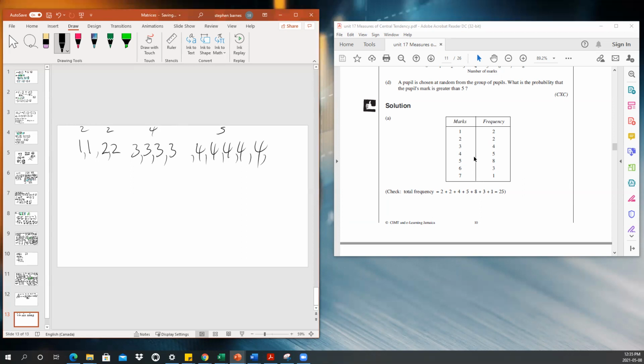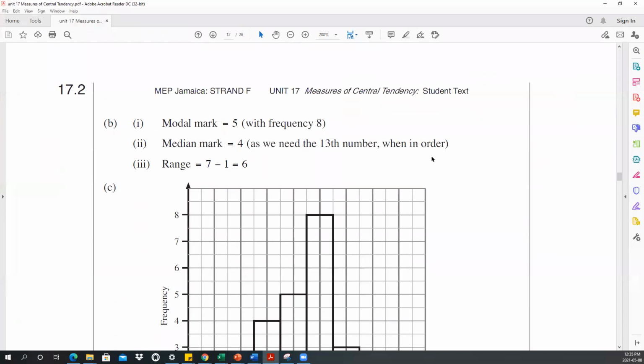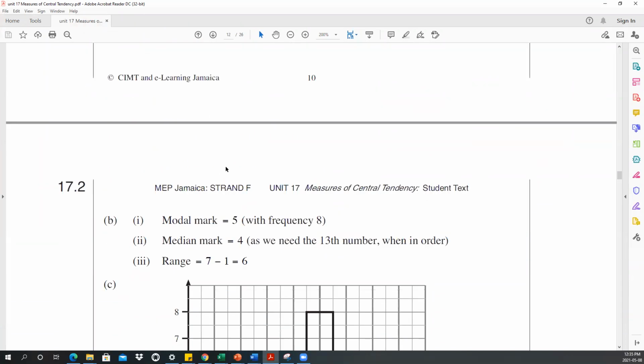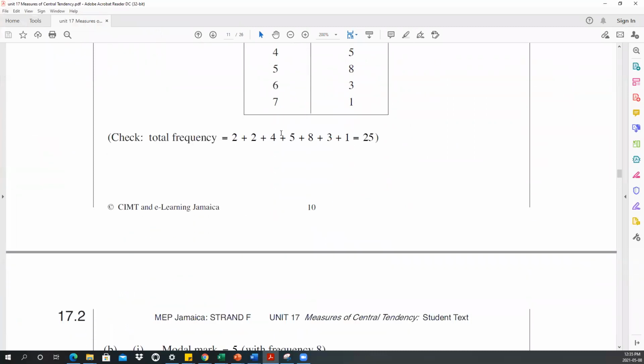So if you have 25 in all, then you count 1, 2, 3, 4, 5, 6, 7, 8, 9, 10, 11, 12, 13. Then 4 would be what is in the middle. If I were to continue on this, you would realize that 4 would be in the middle, right? So I don't have to say any more about that, but that is how they get 4 being the median. Range: 7 minus 1, right? 7 being the highest mark, 1 being the lowest, 7 minus 1 is the range.